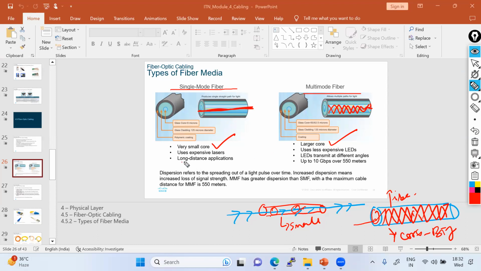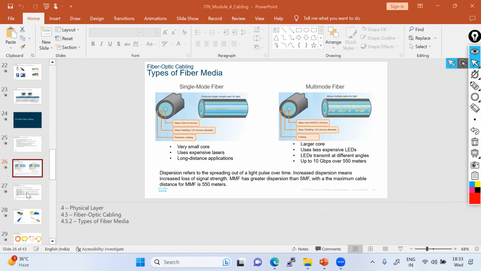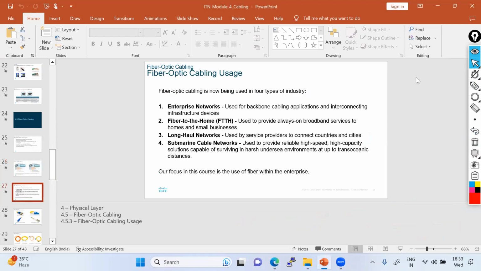So you can see, long distance applications use expensive lasers and very small cores, while larger cores use less expensive LEDs, up to 100 Gbps over 550 meters can be supported. Further down, you can use it in enterprise networks. Enterprise network means office network, campus network, branch network, long haul network, very long internet, right? Submarine cables, that is undersea cables. That's also all fiber.